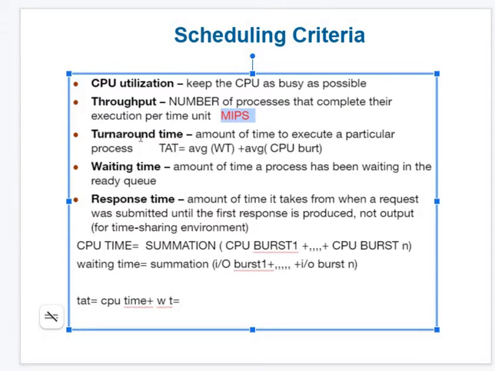Then comes turnaround time, which means the total time taken by a process to get executed, which also includes the waiting time. Next is waiting time. The waiting time is the time a process is not executing but is waiting for some resource, either maybe a variable or the CPU cycles. Response time means how fast the system will give the answer back to the user.